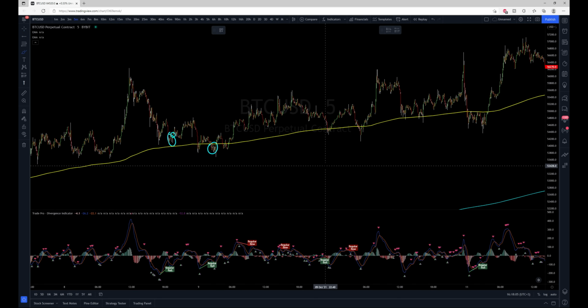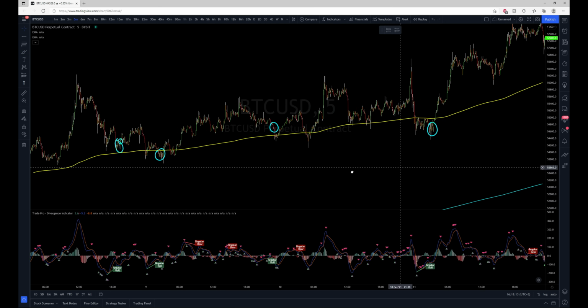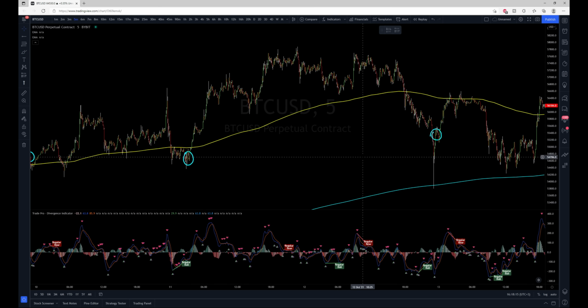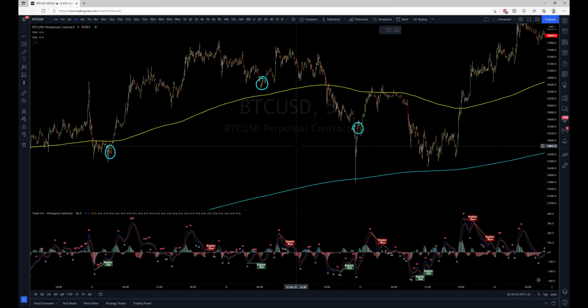I'm going to start talking about how you can utilize this and a good way to do this. So this one was really good right here, great entry. This one over here, not so good, but you do get quite a big move up here. So what I will recommend to do with this type of strategy is get your stop loss to break even at an appropriate time.